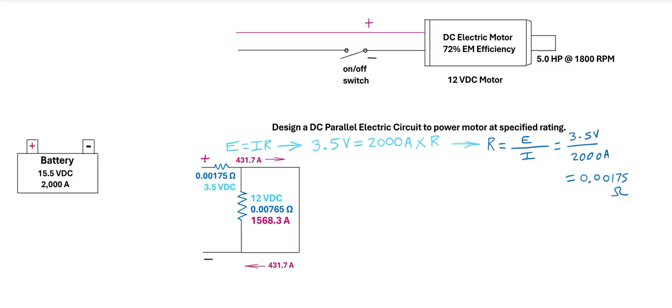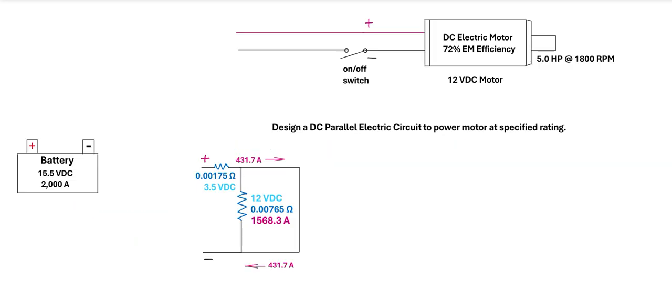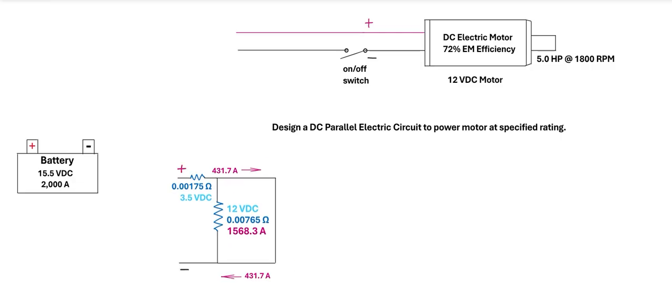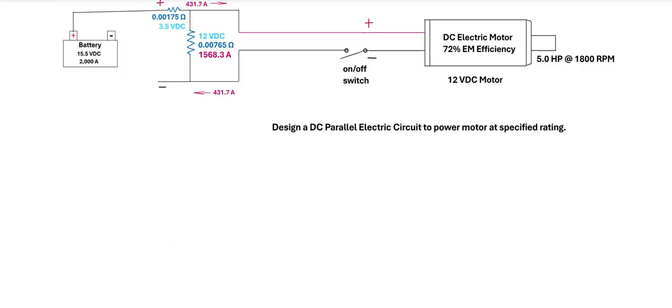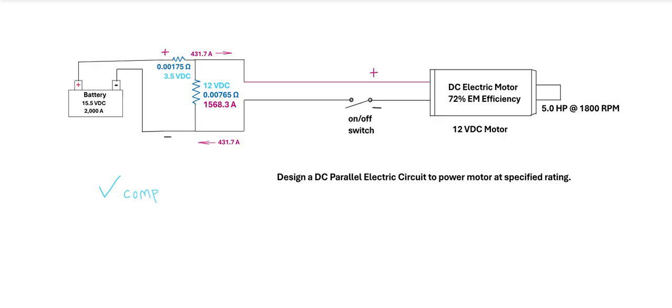So we have our 431.7 amps going to ground. We have our 3.5 volts drop on series. And then we have our 1568.3 amps current drop on parallel. That leaves us with 431.7 amps and our 12 volt parallel circuit to the motor. So we can just finalize and finish this up, connect this together. Now we're complete. We've succeeded in designing a DC parallel electrical circuit to power a motor at its specified rating.